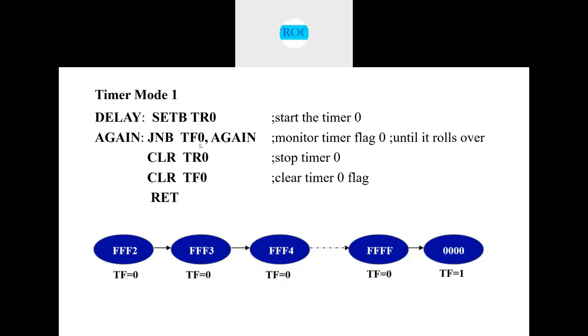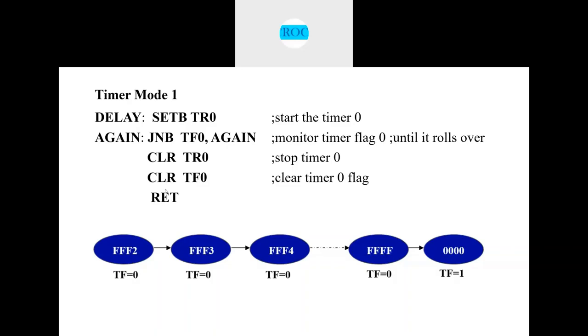And once the overflow flag is set, what will happen? It will come out of this loop. It will no more execute the JNB instruction. It will come out of the loop, and here it will clear TR0. What do you mean by TR0 here? It will stop timer 0. And again clear TF0. You're making sure that this flag is again set to 0, so that if it is a continuous program and you're still running it, the flag is reset to 0. Again you have return there.